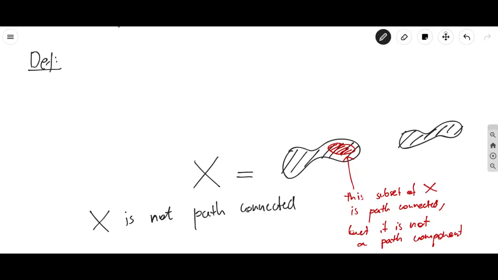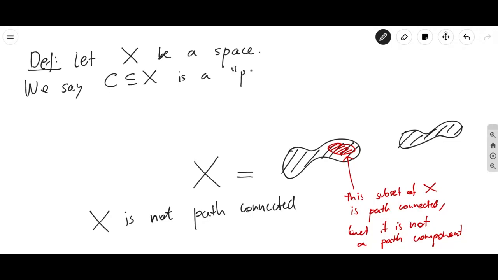So here's the definition. Let X be a space. We say C, a subset of X, is a path component, C for component. Just to be careful, and hopefully we do not have to use this, but in point set topology one sometimes talks about connected components as opposed to path components. They're defined similarly, but then you have to do other things which we'd rather not do if we can avoid them. So we say that a subset is a path component if and only if C is path connected.